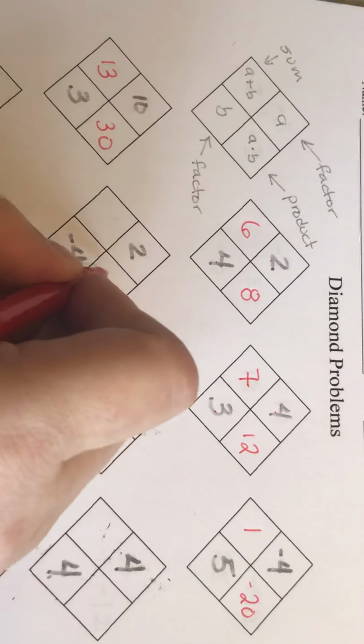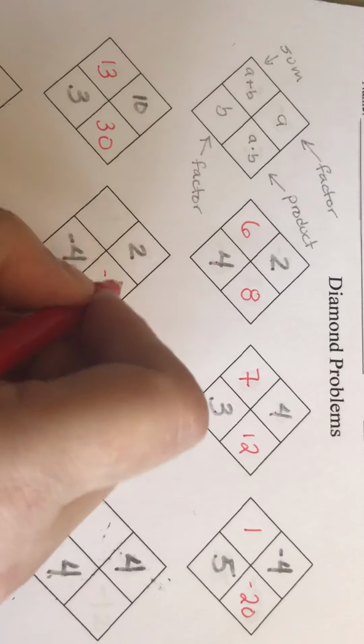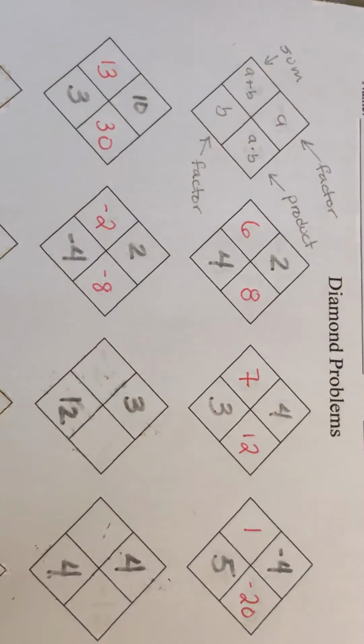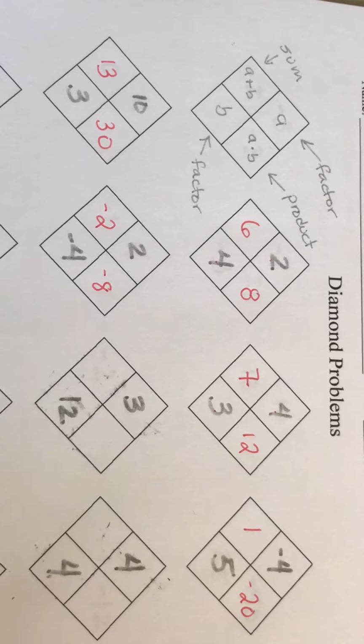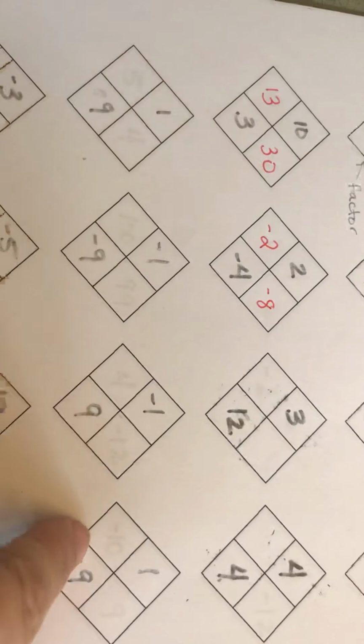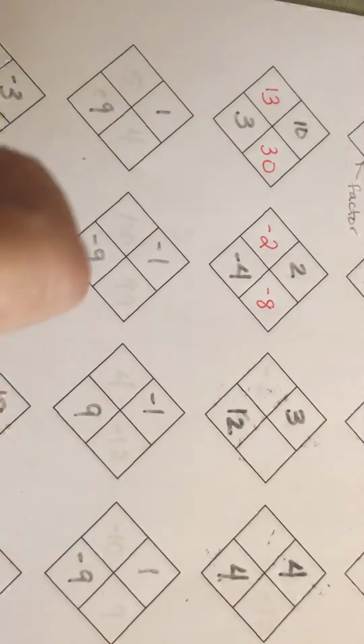2 times negative 4 is negative 8. 2 plus negative 4, negative 2. And then I wanted to look at this row right here so we can look at the impact of negatives.